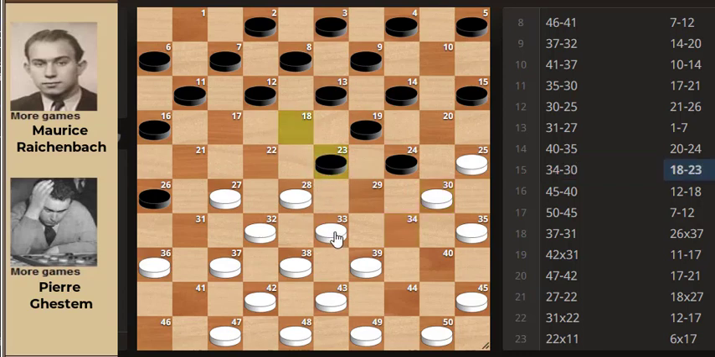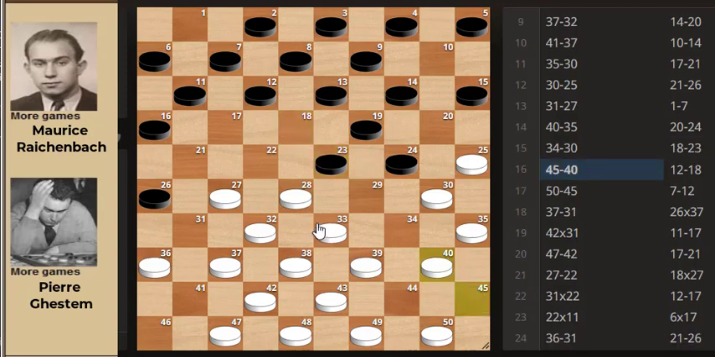So Morris played 18-23. 18-23 was answered by playing 45-40. If we draw the square, we know that we can move from 45 to 40. We move from 45 to 40.